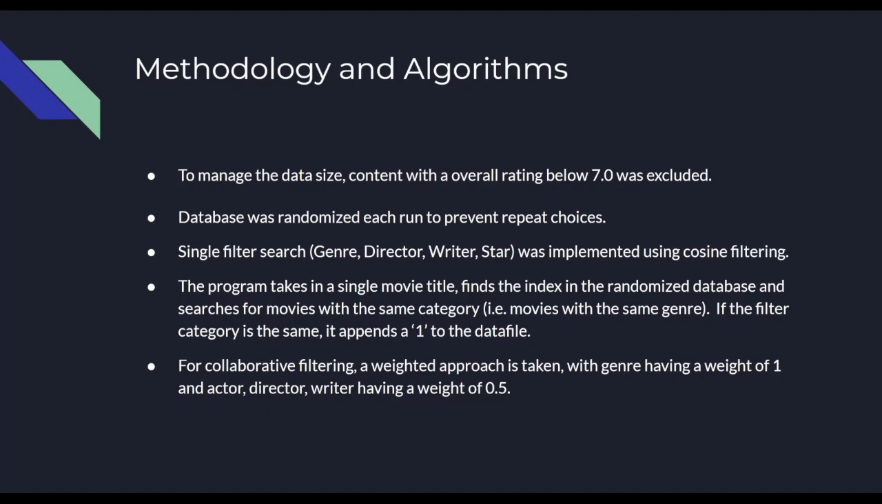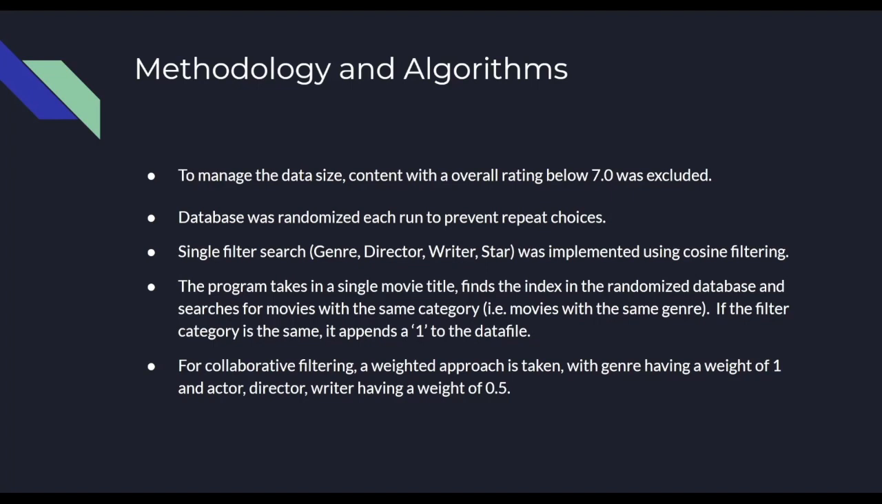Another quality of life improvement we elected to create with the program is randomizing the database order each run. This prevents users from inputting the same movie and same filter and getting the same movie over and over again. By randomizing it, the first results are randomized each run through, so it provides a variety of choices for the users.